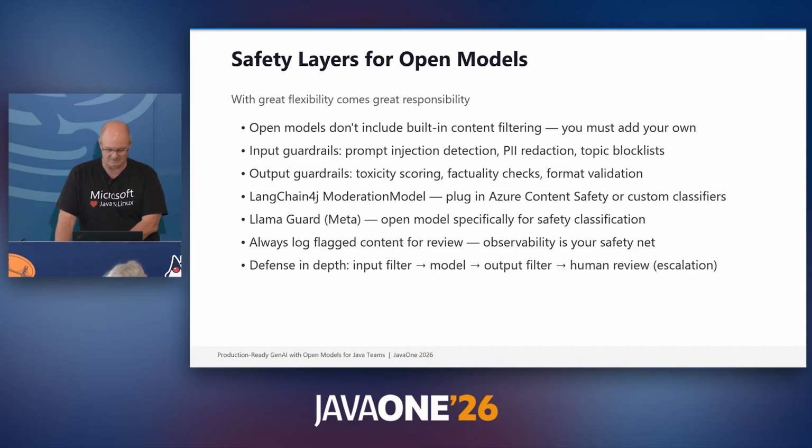I'll give the repo at the end, but I do want to talk about safety as well for open models, because if you go to a place like Hugging Face, which I'll show in a second, they don't include content filtering or any kind of safety built in. You have to add your own. So once again, that router or that orchestrator on top is really important. And you can add safety in your input guardrails and your output guardrails.